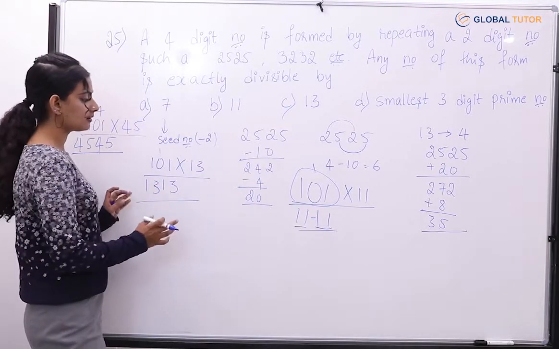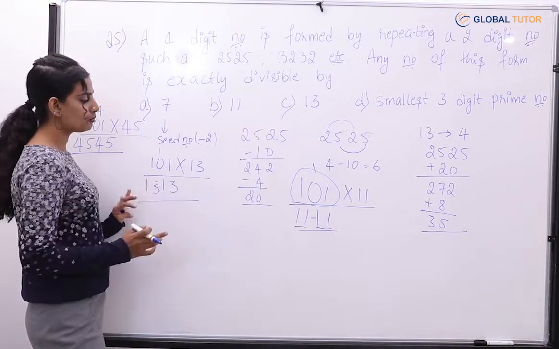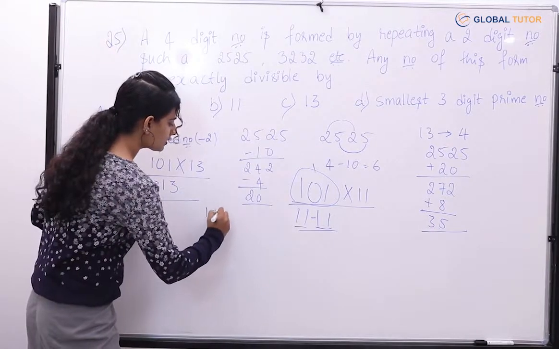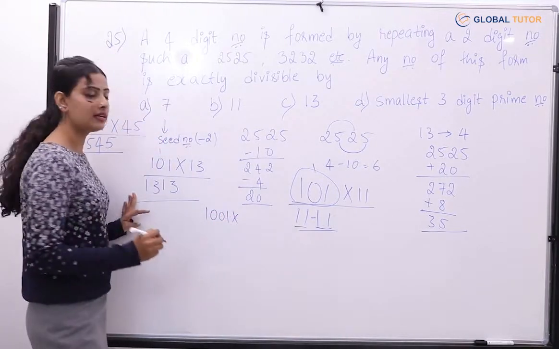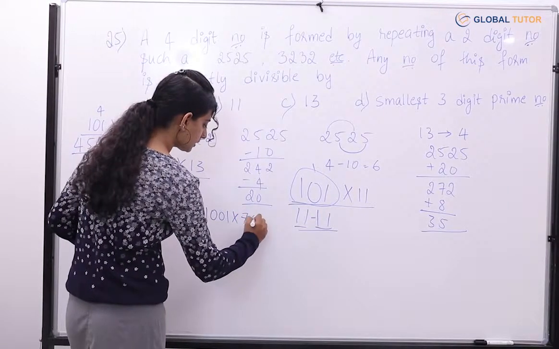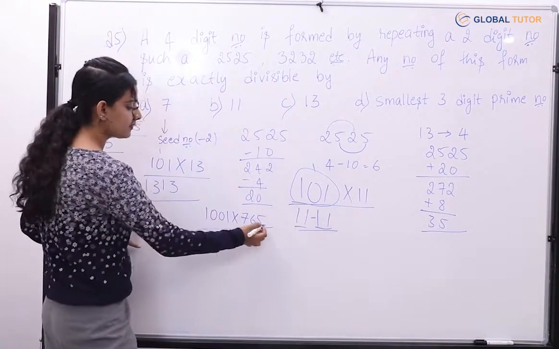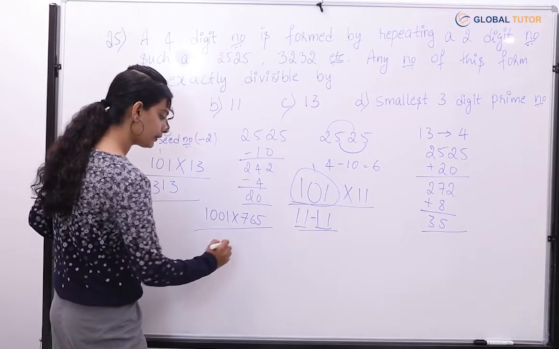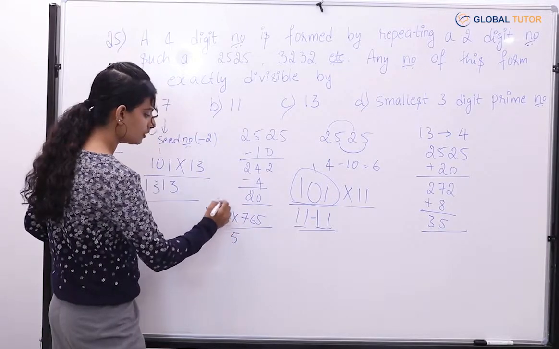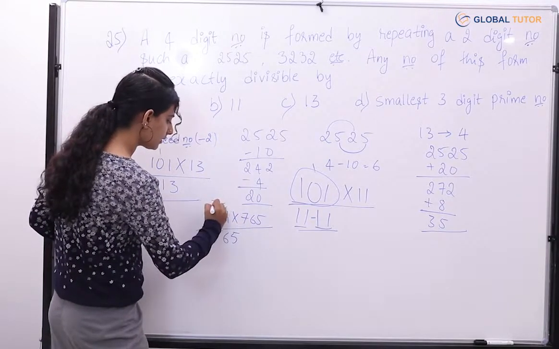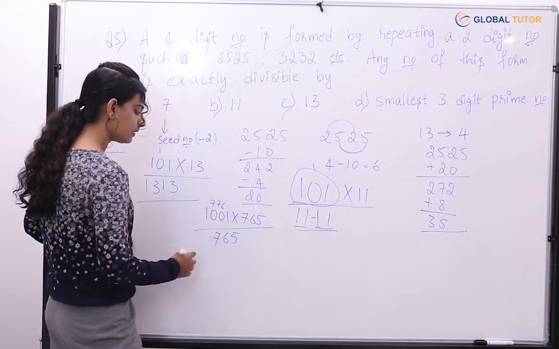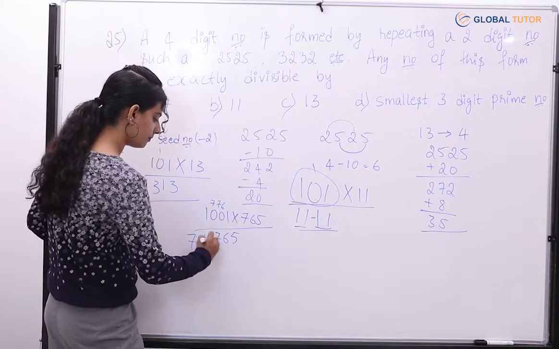Now we can see one more example where 1001 is multiplied by a 3-digit number. Let's take it as 765. 765 into 1 is 765. You write 5 and then 76 gets carried forward. Then it is 0. So you write 6 here and then 7 gets carried forward. Then you write 7 and again 765 into 1 is 765.